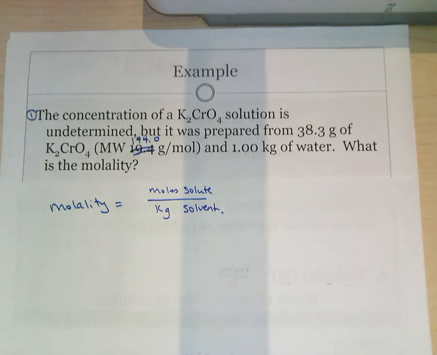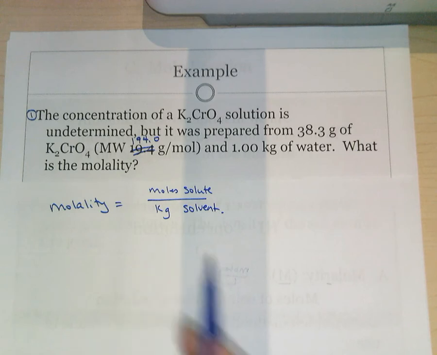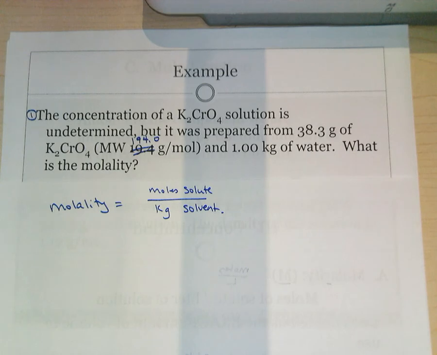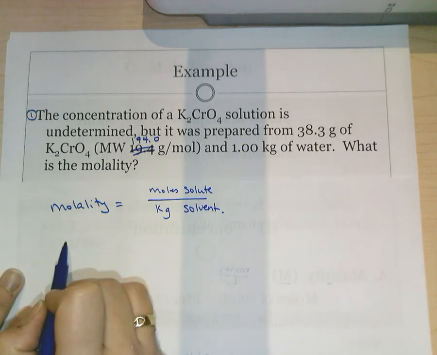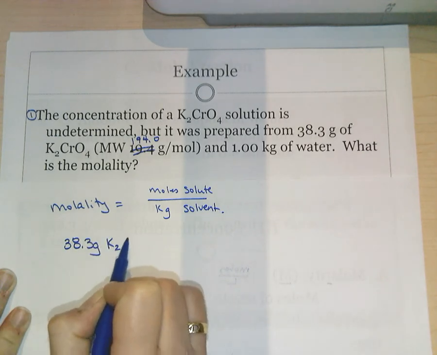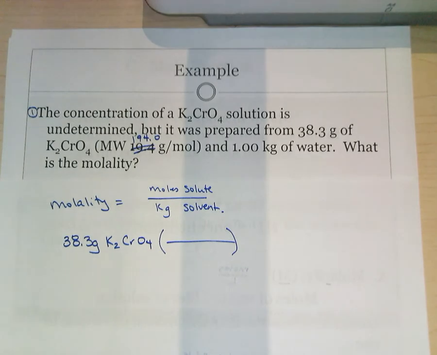So you know the kilograms of solvent, right, because that's given in the problem. How do I go about figuring out the moles of solute? Right, so I've given you this little tidbit of information. We know how many grams we started off with. How do I go about using that molecular weight? Do I put the 194 on top or on the bottom of my fraction? Right, okay.